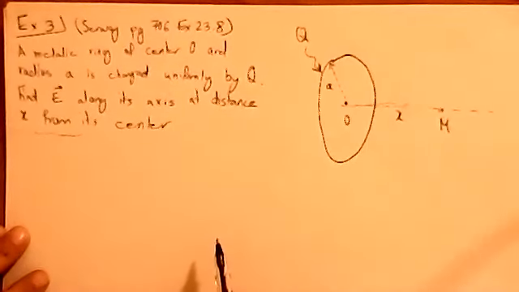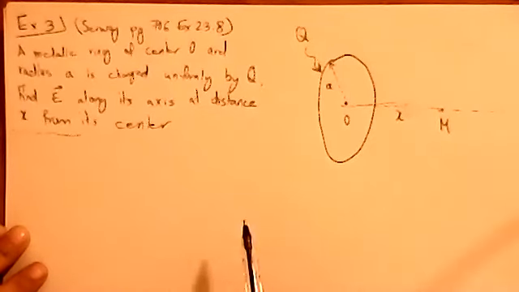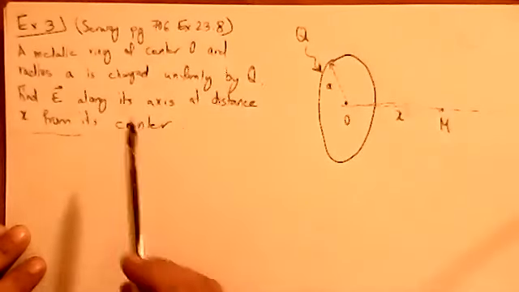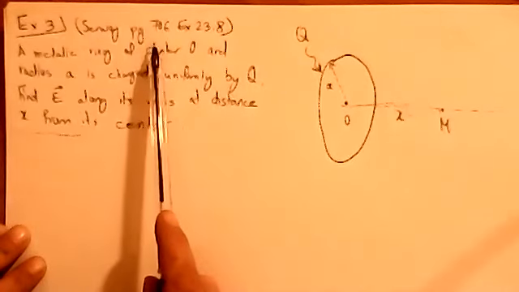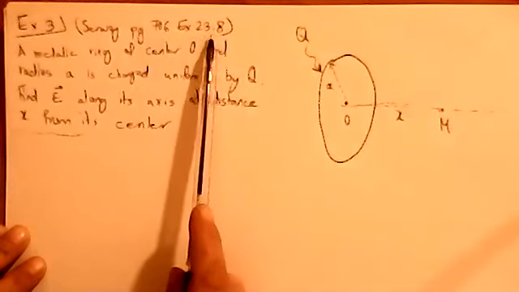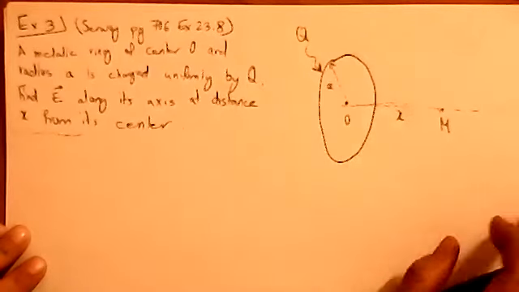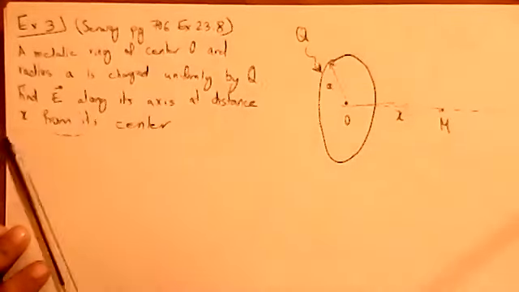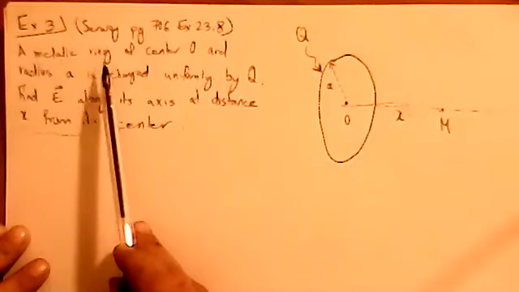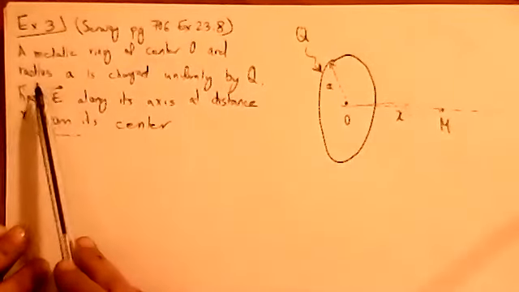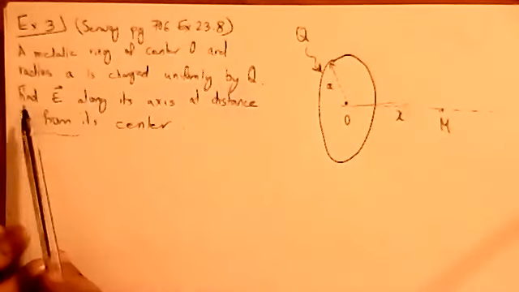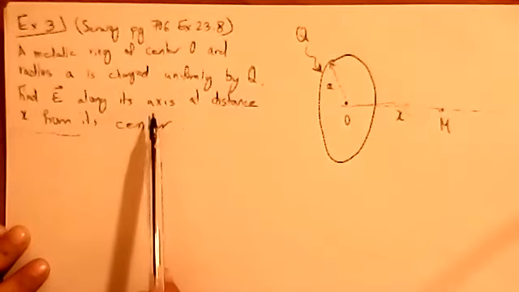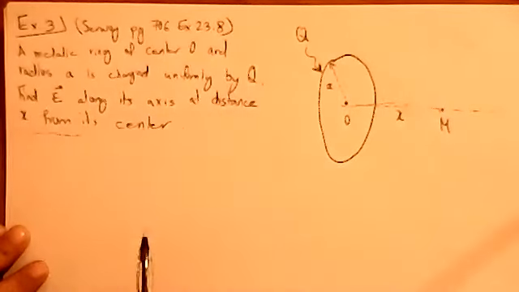We're going to do further applications on electric fields and forces. It's example number 3, which is also explained in Serway, page 706, example 23.8, chapter 23, I think. A metallic ring of center O and radius A is charged uniformly by Q. Find the electric field along its axis at distance x from its center.